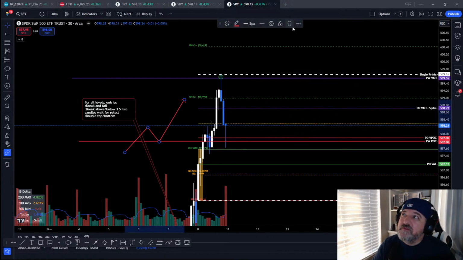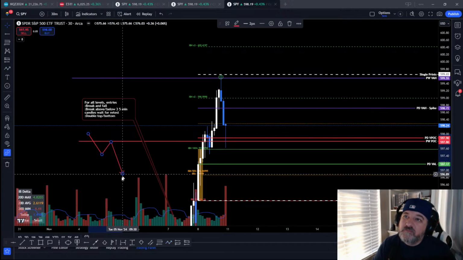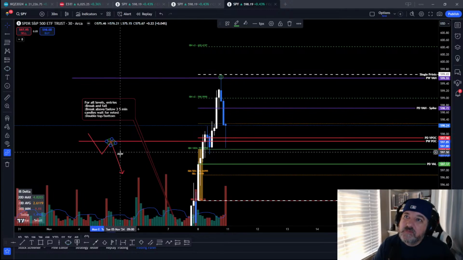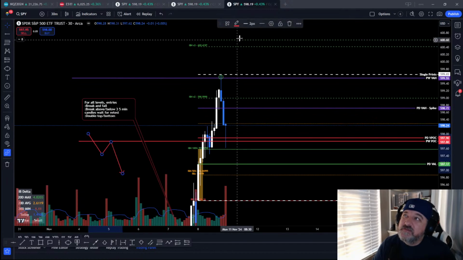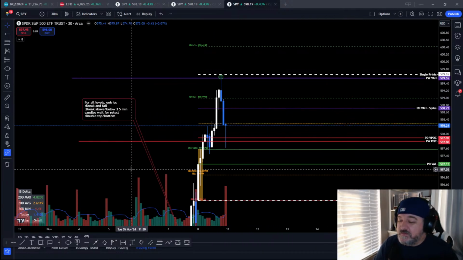The inverse would be for puts, where you break below a level, wait for three 5-minute candles, retest, and grab puts. You would grab your puts here on the retest. I would recommend you guys go back on charts and backtest this and look at it. If you draw your previous day's levels, you'll see you get those breaks and retests, and they work great.